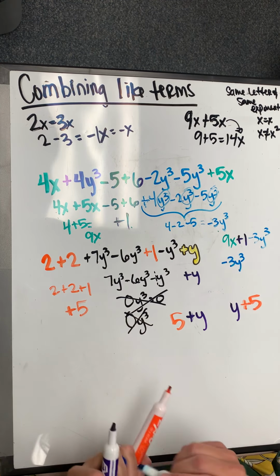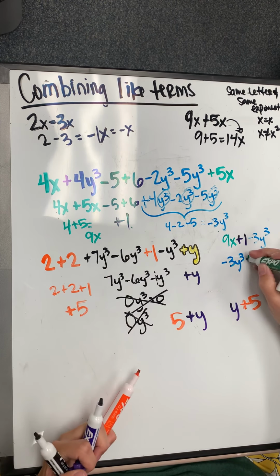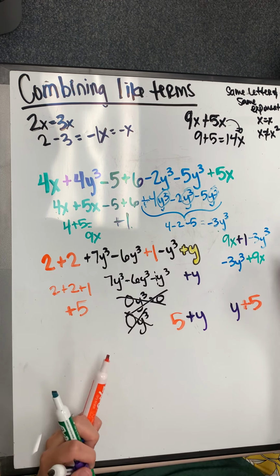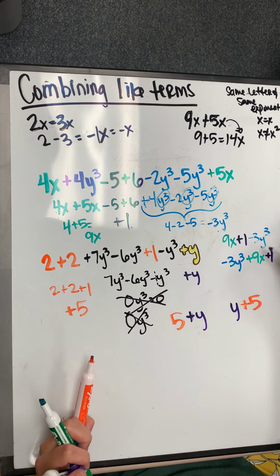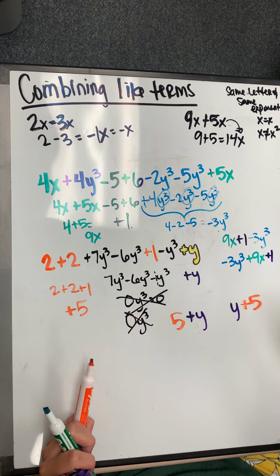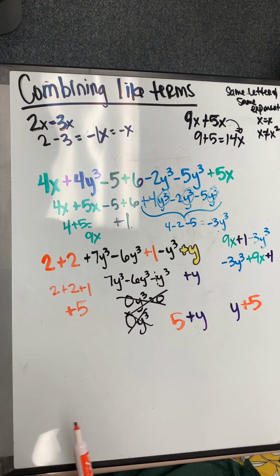I could, up here on this other one, actually have it start with a negative 3y to the third and then go plus 9x and then plus 1 if I wanted. The reason why I can do that is because I'm not changing the value of each of those terms. I am just manipulating the way that they look. So it's totally okay. I can switch the order of them as long as I do not change the value of them. So that's important to note.